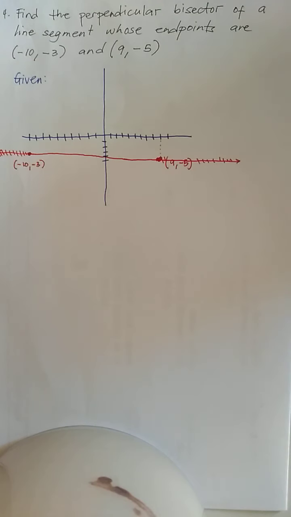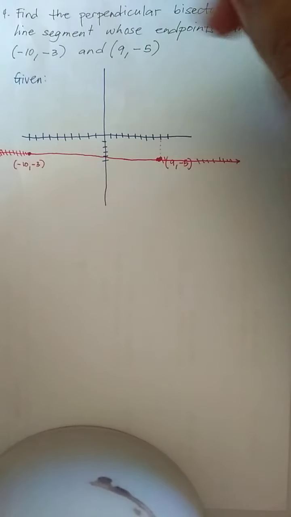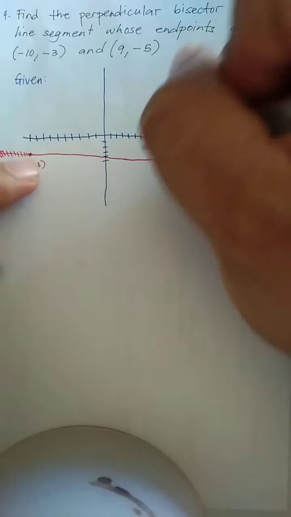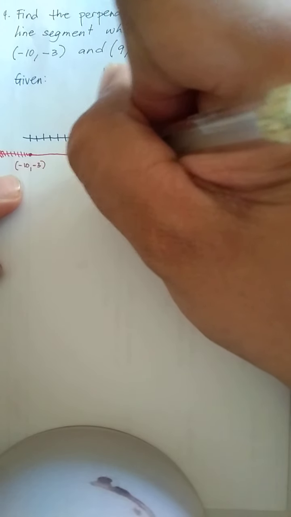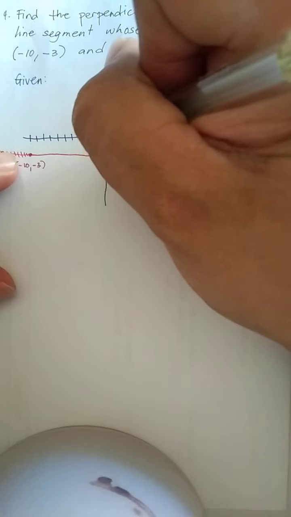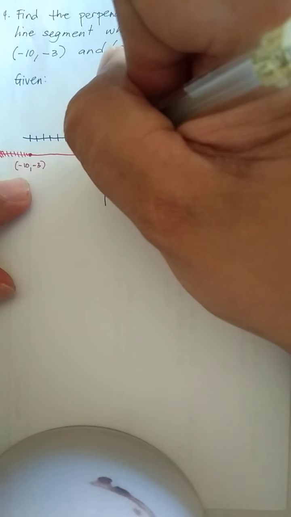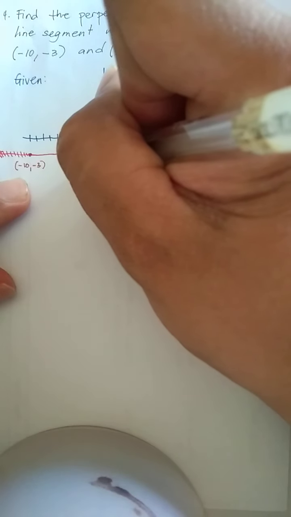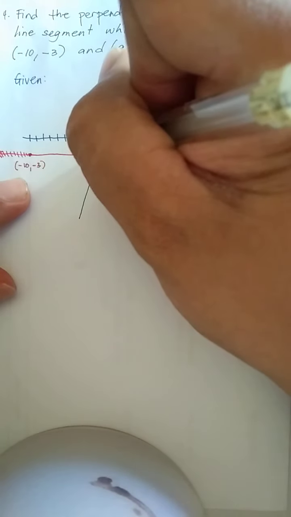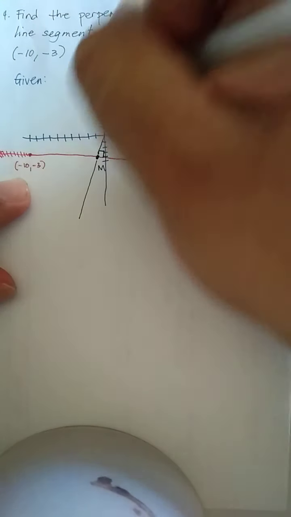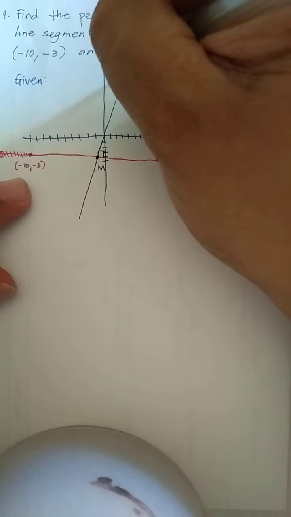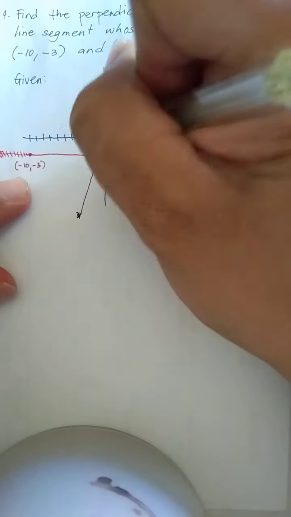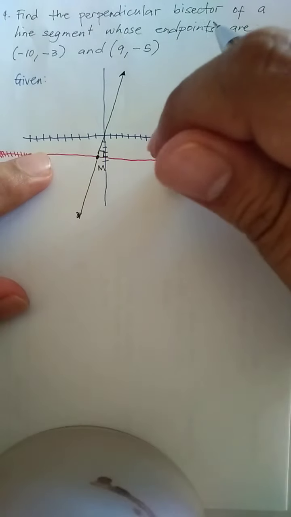Okay, so the perpendicular bisector, the one that we're looking for, is actually the line that passes through the midpoint of this line segment, and is also perpendicular to the line segment at that point. So let's suppose this is the midpoint. This should be perpendicular. This is our perpendicular bisector.